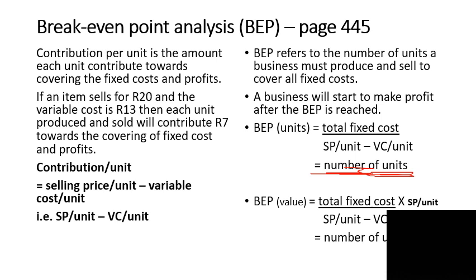Then break even point in value, we use the same formula, total fixed cost divided by selling price per unit minus variable cost per unit, but we multiply now by selling price per unit to give us the value. So our answer now will be in rands, not in units.